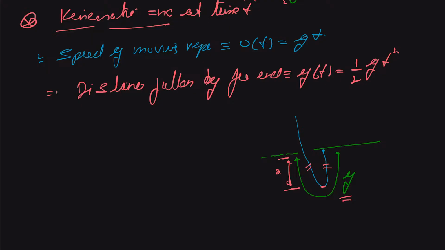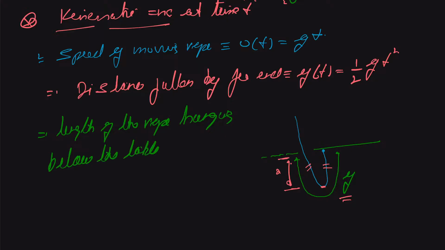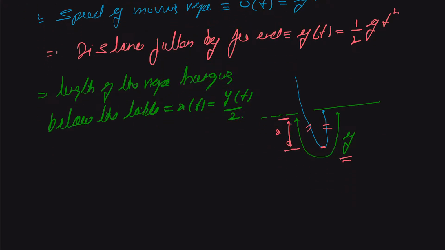So we can say that the length of the rope hanging below the table, that is our x of t, will be half of y of t. Therefore we can write that x of t is equal to g t square divided by 4.